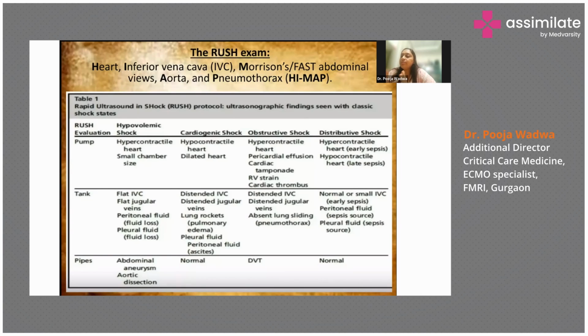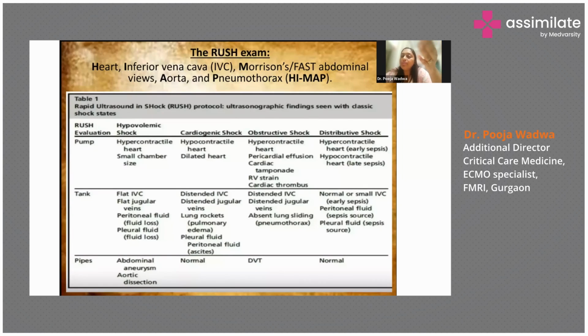We all know there are different types of shock: hypovolemic shock, cardiogenic shock, obstructive shock, and distributive shock, which is the septic shock. All these shocks are different, so the findings in echo are also different. Hypovolemic shock, as the name suggests, means you have less volume, so anything which has less volume will be small. When you do an echo, you will see a hypercontractile heart, because it is trying to compensate for the hypovolemia by increasing its heart rate. So contractility will be good, but the chamber size will be small.